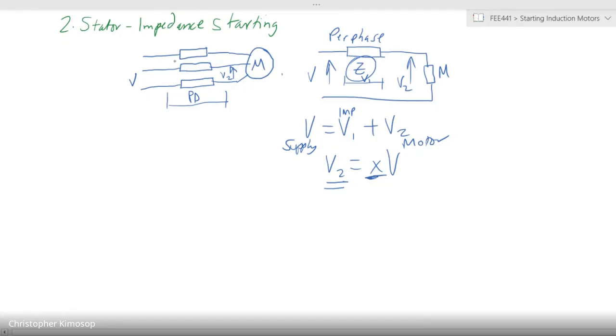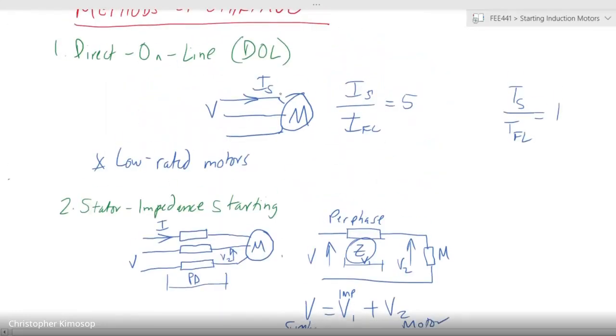All right. Now, the input current, I, that is the input, is the same that will go through to the motor. The only difference is here on direct online, we had an IS that was directly coming from the voltage. The only load in the circuit is the motor. Here with stator impedance, we are introducing a load that gives you a reduction in the voltage. Consequently, the current itself will also be reduced by the same ratio of X, all right?